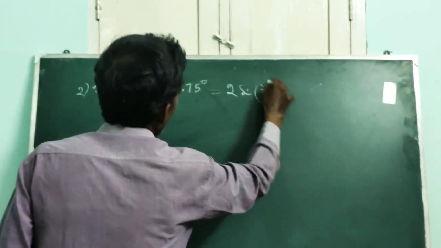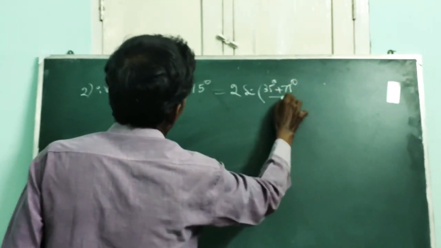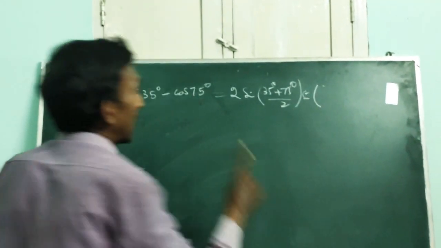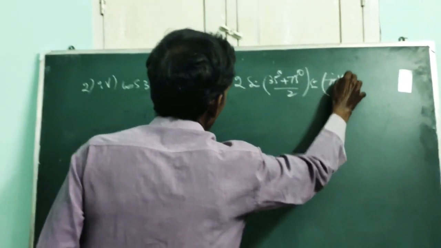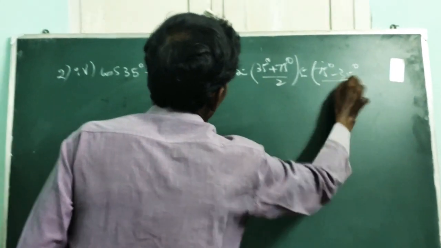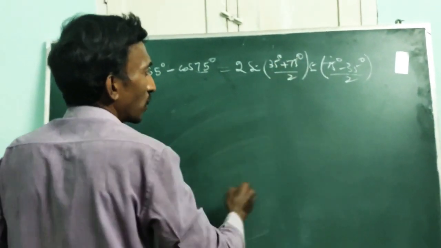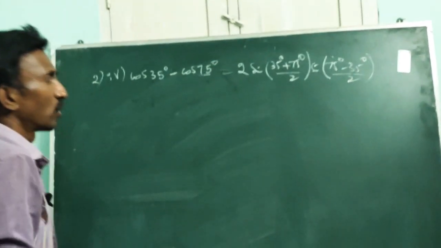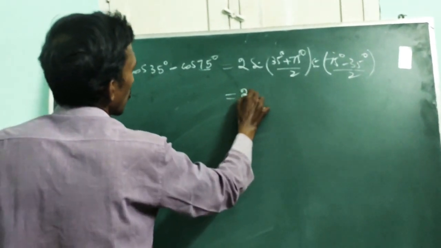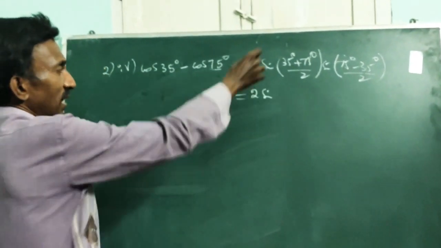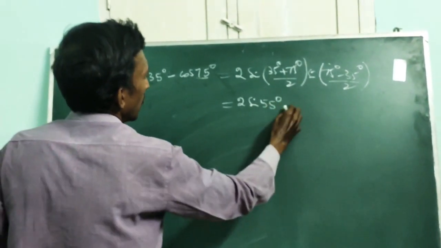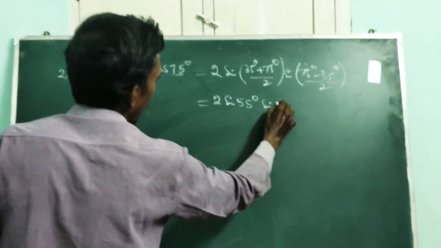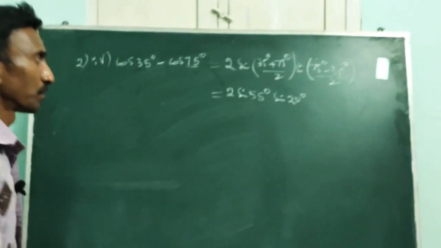So 35 plus 75 by 2 into sin d minus c. So first this is d. So 75 minus 35 by 2. C plus d by 2, d minus c by 2. Okay, so 2 sin, so what is this again, 110 by 2, 55 degree, sin, okay, 40 by 2, 20 degree.